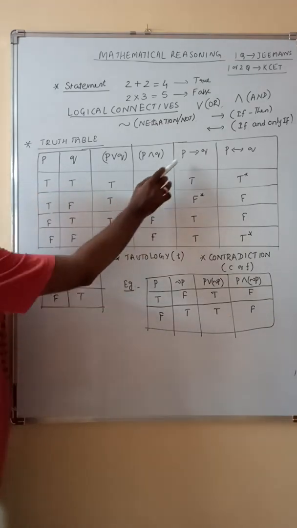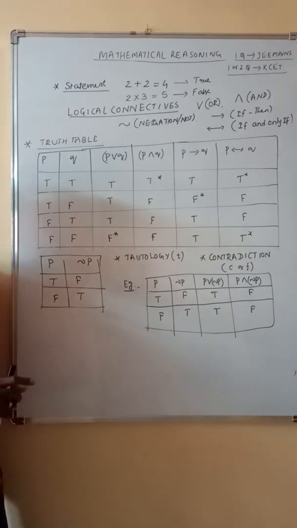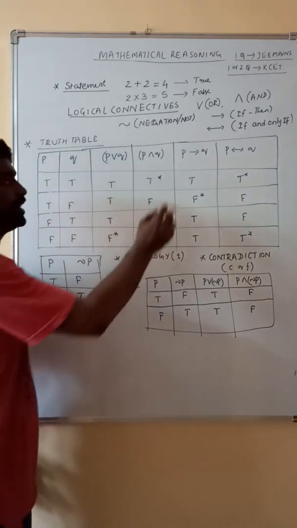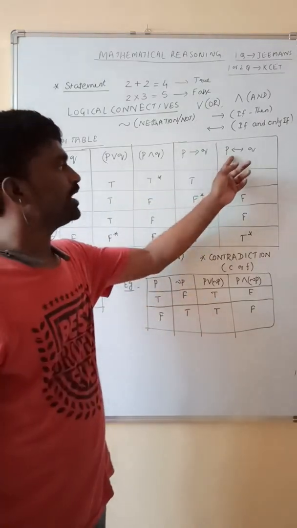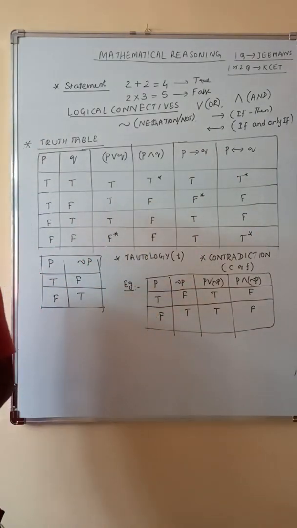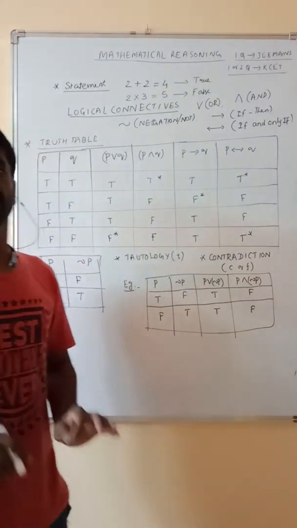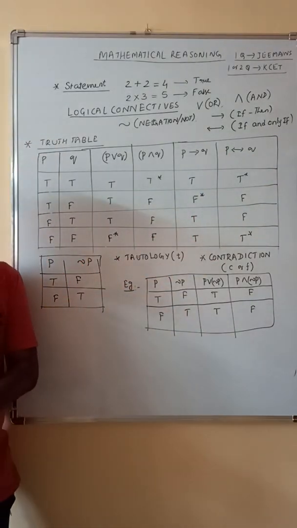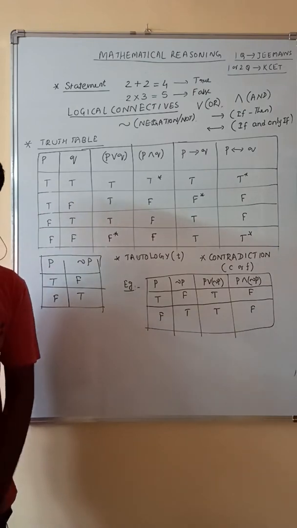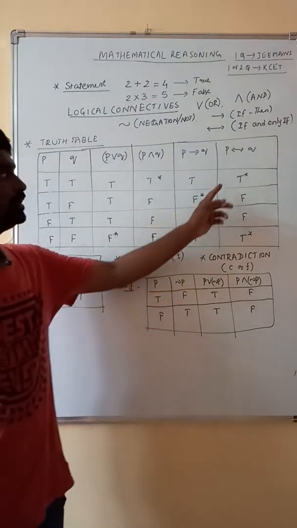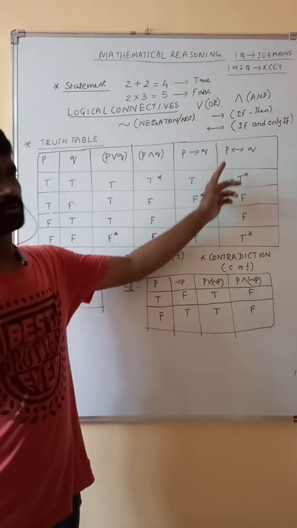So in P implies Q, how can we remember? First component true, second component false, then only false. Remaining cases true. And in biconditional, how to remember? Key point: if both components P and Q have the same truth value, meaning either both are true or both are false, then only this compound statement is true.